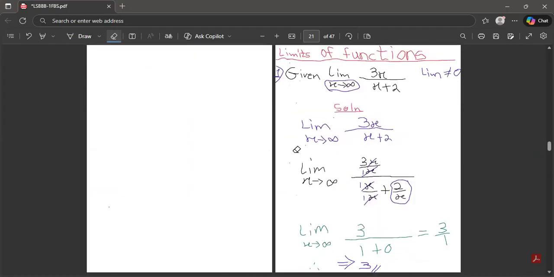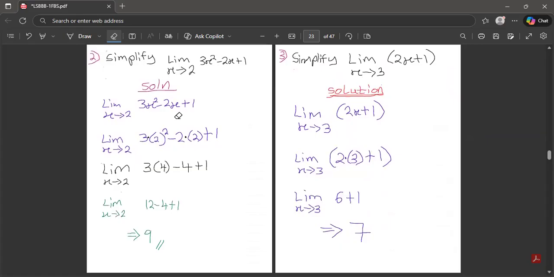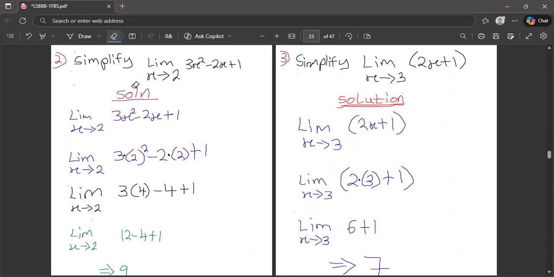I've taken time to outline the pages for you. This is the first example we saw, and you can also see the second one. I hope you can see my screen, please. I can see it, please. This is the second example we saw. We had 9. And the third example too, when the limit was approaching 3, we had 7. I think you had 8, but we later confirmed it was 7.